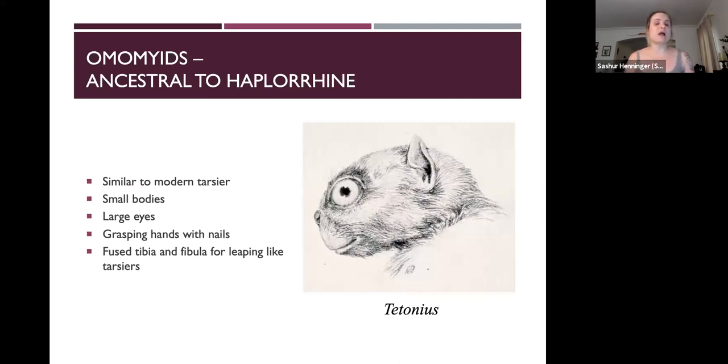Omomiids are groups of primates that are believed to be ancestral to ultimately haplorhines. Tetonius is one that we believe may actually be ancestral to tarsiers, very similar to tarsiers. Notice not a tarsier yet, right? Transitioning in that direction. So still doesn't have those gigantic eyes of the tarsier, but certainly large eyes for that period of time, small bodies, grasping hands, and that tarsier trait of a fused tibia and fibula that allowed Tetonius to leap as effectively as modern day tarsiers would. So not yet a tarsier, right? But gradually accumulating traits that ultimately may lead this species line towards becoming a modern tarsier.